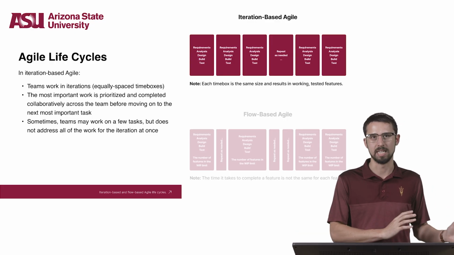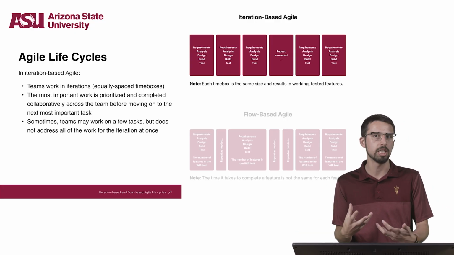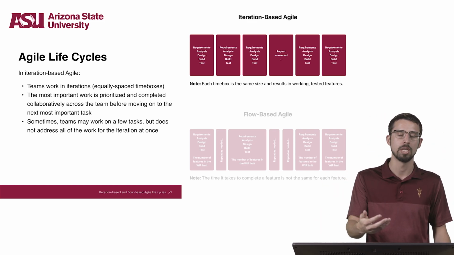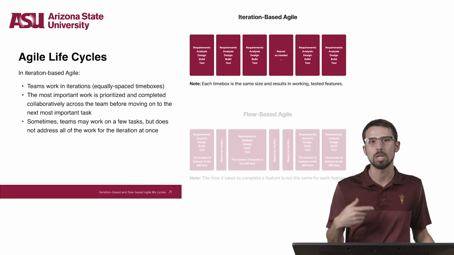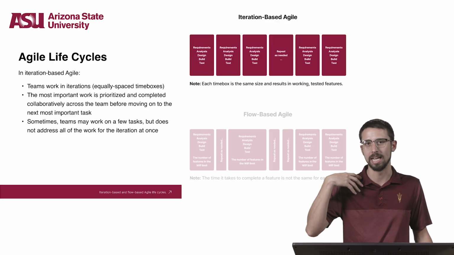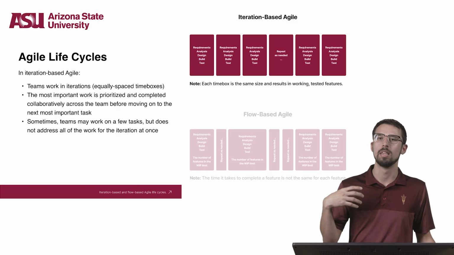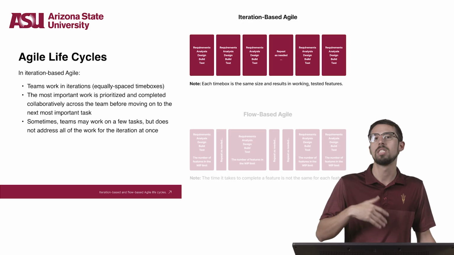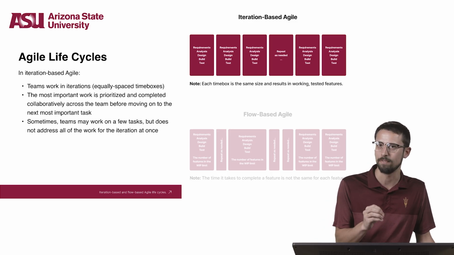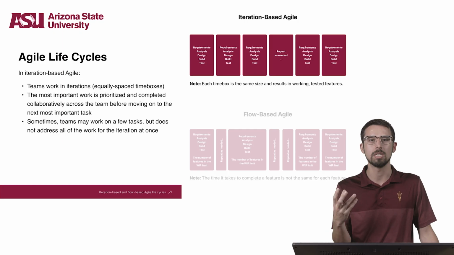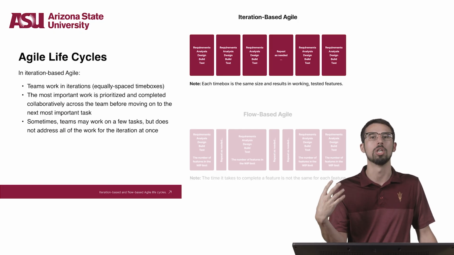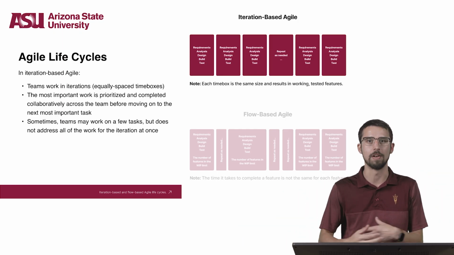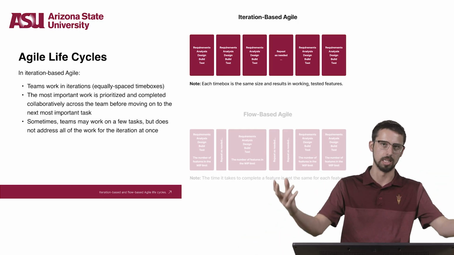In iteration-based Agile, the team works in iterations or time boxes of equal duration to deliver completed features. The team works on the most important tasks, collaborating as a team to finish it. Then the team works on the next most important task and finishes it. And the team may decide to work on a small handful of tasks at a time, but the team does not address all of the work for the iteration at once. In other words, it really doesn't address all of the requirements followed by all of the analyses, etc.